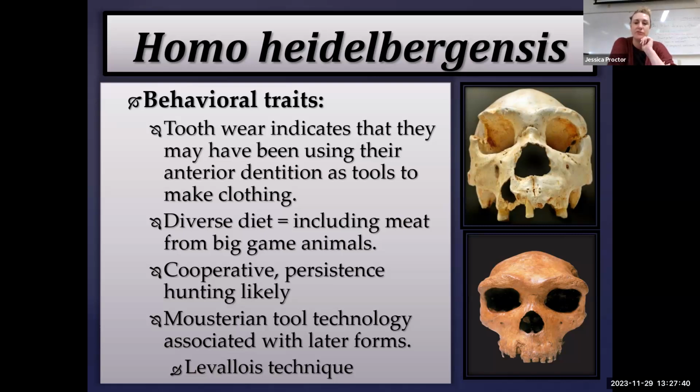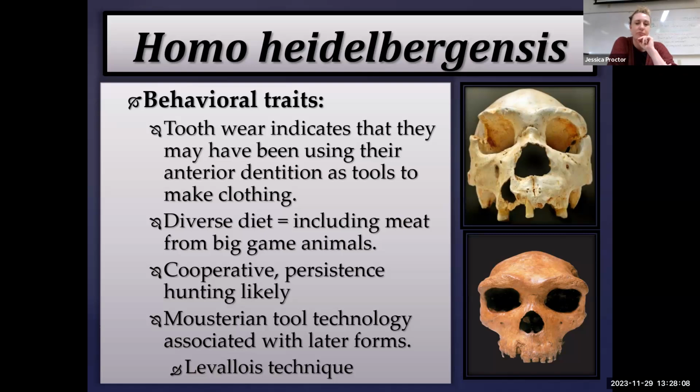And another jump in the stone tool technology, we see a tool technology called Mousterian tools associated with Homo heidelbergensis. And they utilize a technique called the Levallois technique. And I'll show you a video clip of what that looks like here in a moment. But this is Homo heidelbergensis. So we see examples in Africa, Europe, and Asia. So migration out of Africa for sure.